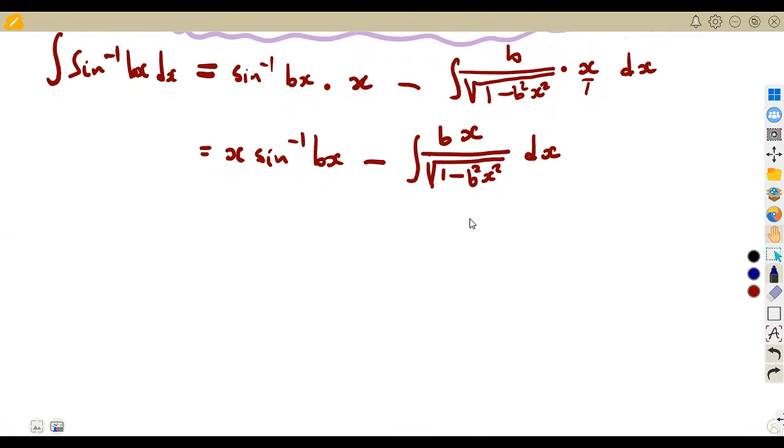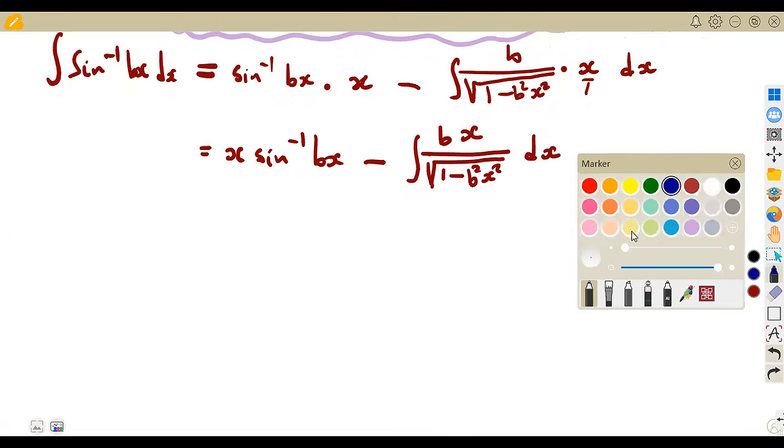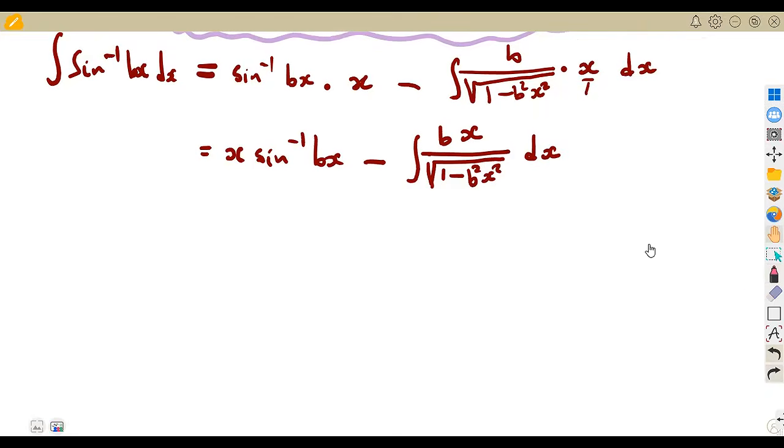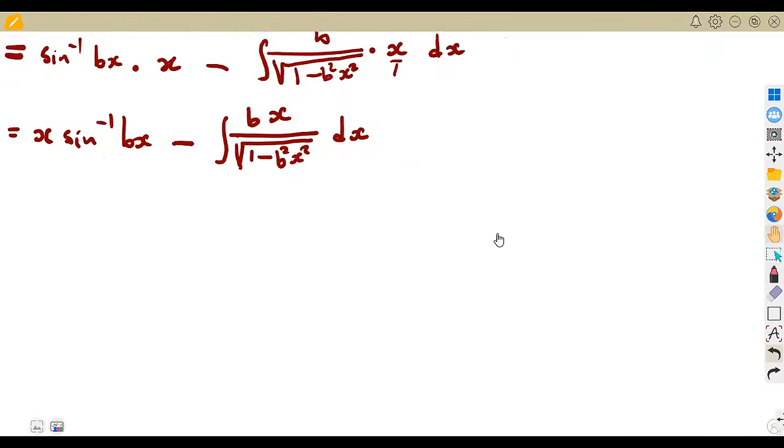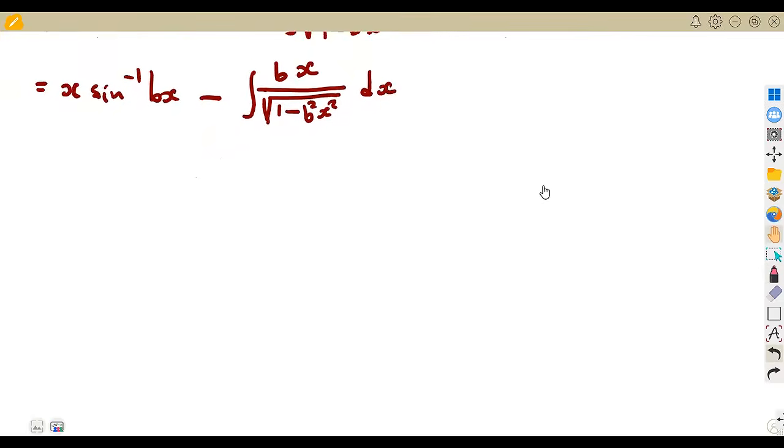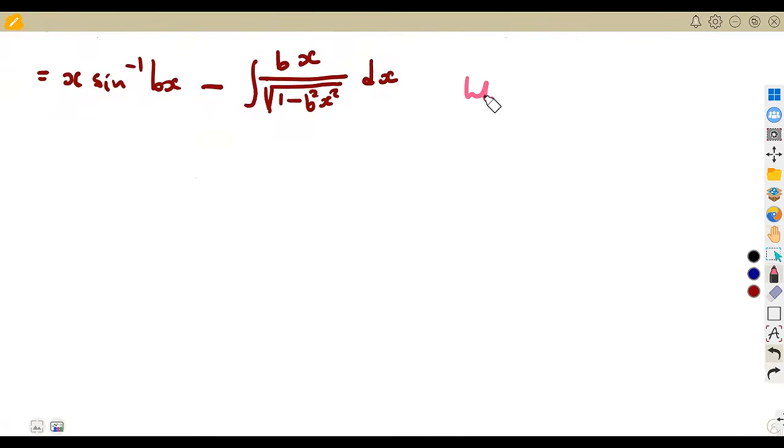So if we check properly, a substitution can work because there's something familiar about this: 1 minus b squared x squared. Then we also have a bx. So let us try to have a substitution there. What can we do? Let us make this to be our u. So we're going to integrate by substitution this part here. I'm just going to let u be equal to 1 minus b squared x squared. All right, this can make sense.